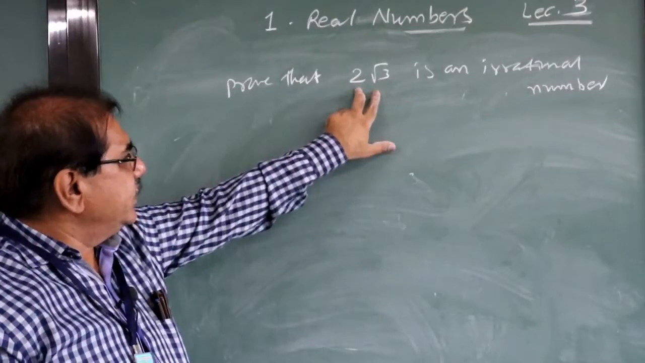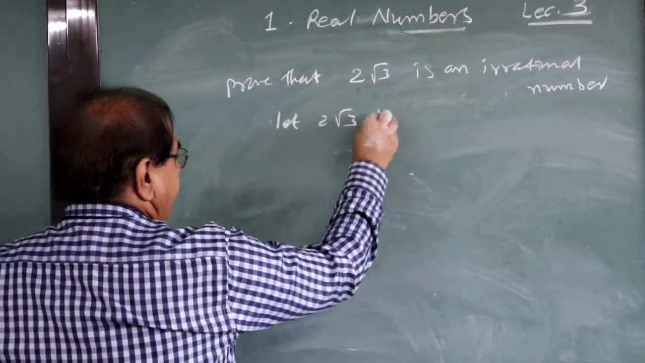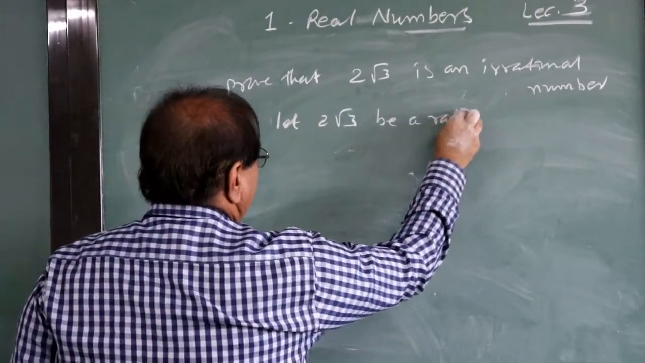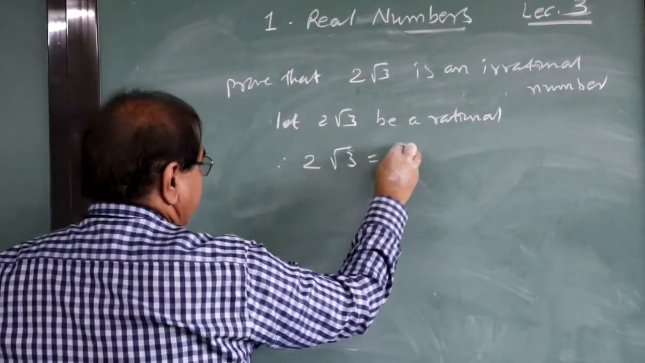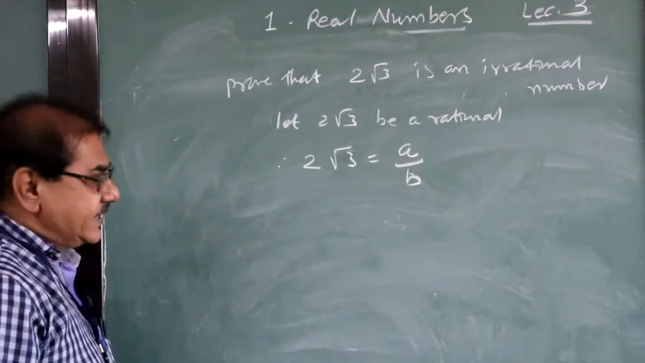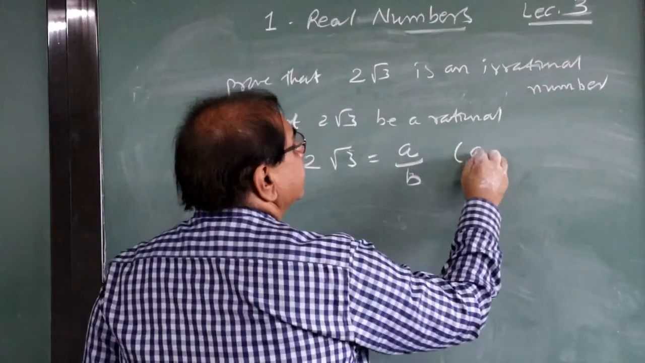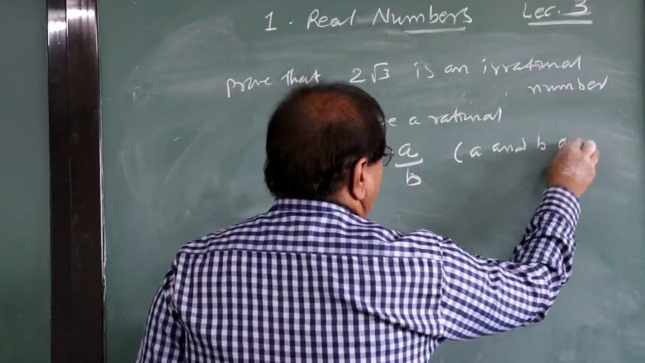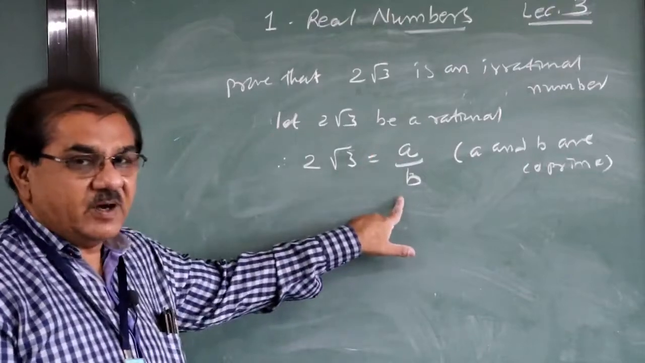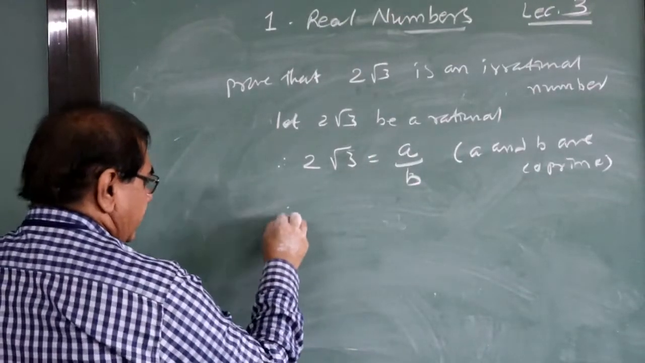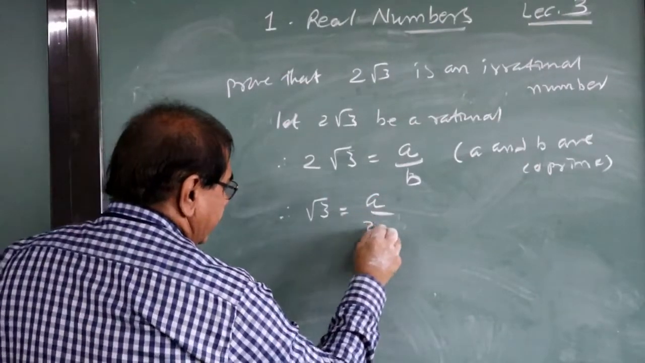So we assume that 2 root 3 is rational. So let 2 root 3 be a rational number. Therefore 2 root 3 is equal to A upon B. Is it clear? And what is the condition? A and B have no common factor. It is in reduced form, so A and B are co-prime. It is our assumption. And A and B are what? They are integers. Okay? So now root 3 is equal to A upon 2B.